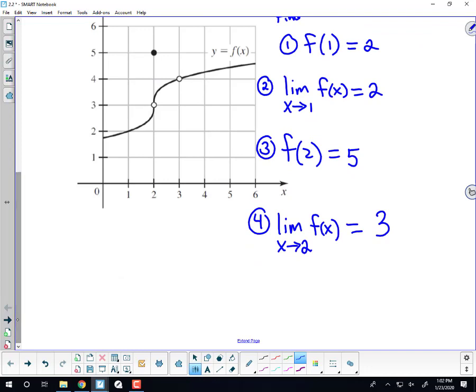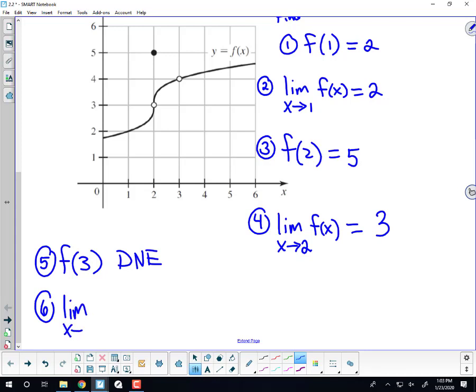So we'll call this number 5. F evaluated at 3 does not exist. And 6, what would the limit as x approaches 3 on that function be? 4? Do y'all agree with that? So remember, the limit is just asking, as x gets closer and closer to 3, what y value do we get closer and closer to? And so we're getting closer and closer to this y value of 4.